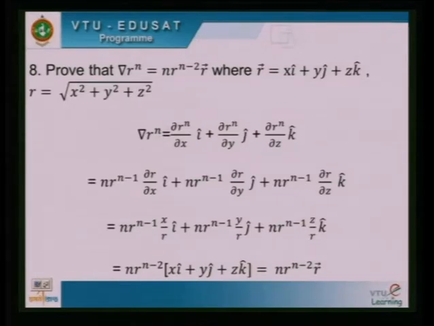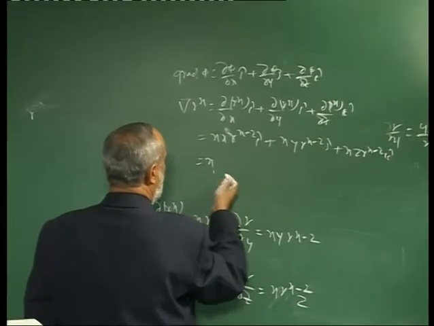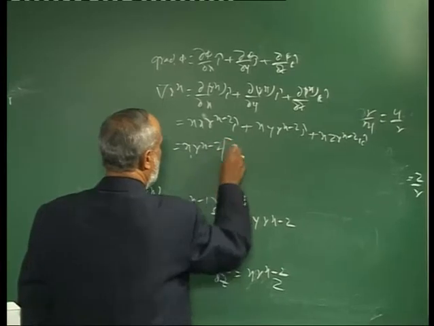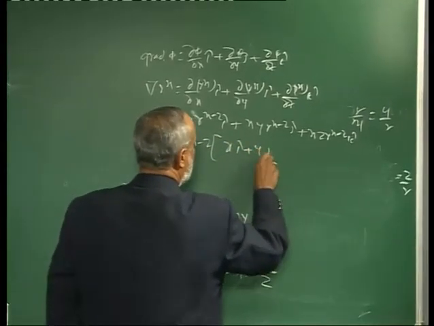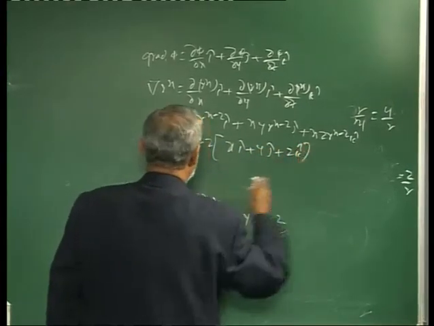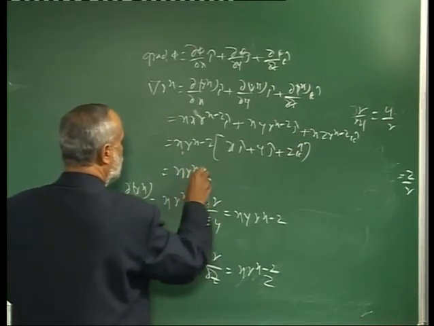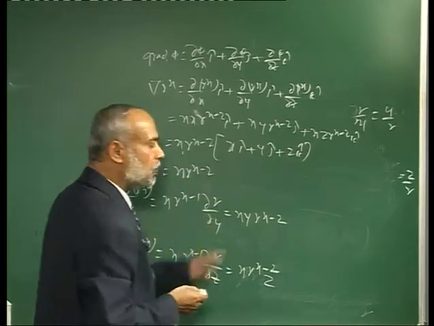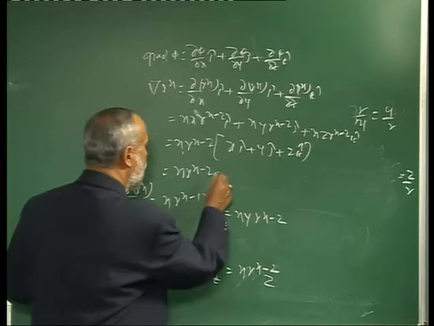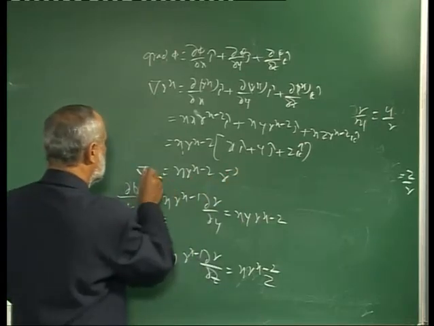Here you can take common n into r to the power of n minus 2 throughout the equation, remaining is xi vector plus yj vector plus zk vector. Then n into r to the power of n minus 2 times xi vector plus yj vector plus zk vector is given by r vector. We have proved it.